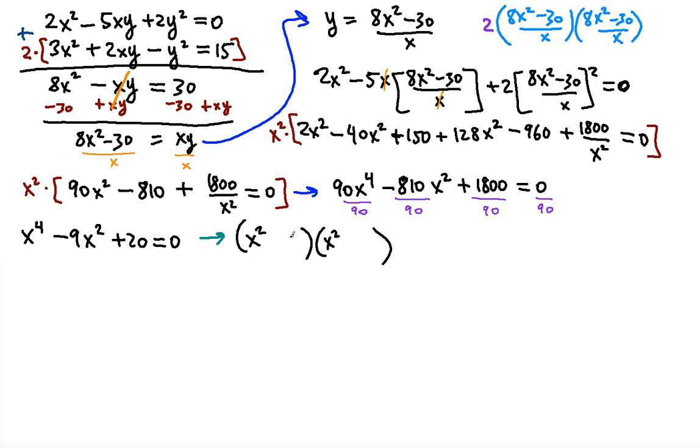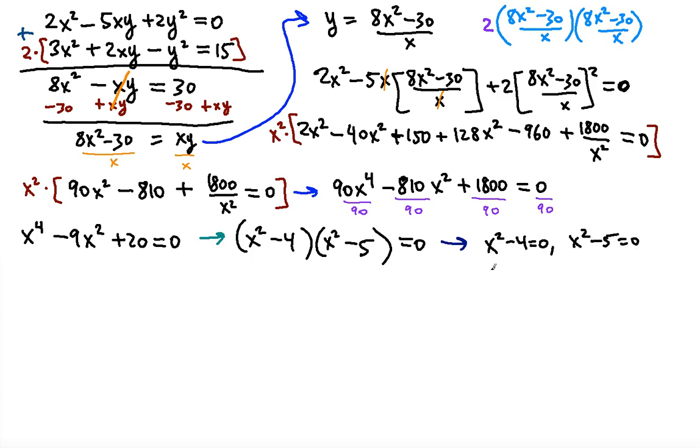That's going to be minus 4 and minus 5, right? Because minus 4 minus 5, the addition basically is minus 9. When you multiply them, minus 4 times minus 5 is positive 20. Good. Is equal to 0. So that means what? That means that we have 2 possibilities. X squared minus 4 equal to 0, or x squared minus 5 is equal to 0.